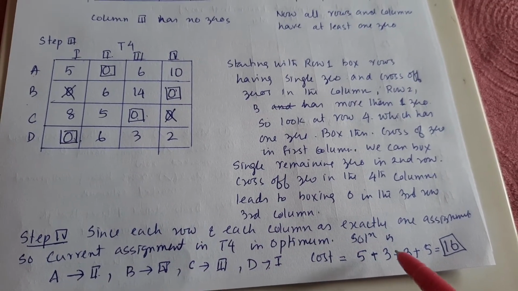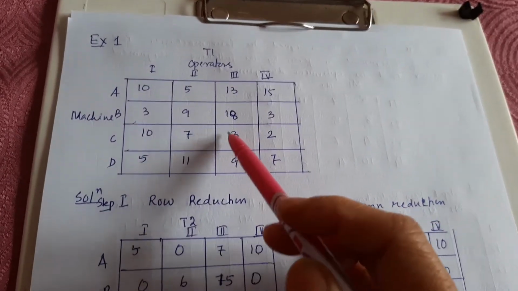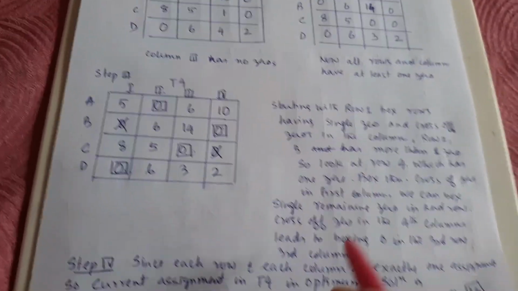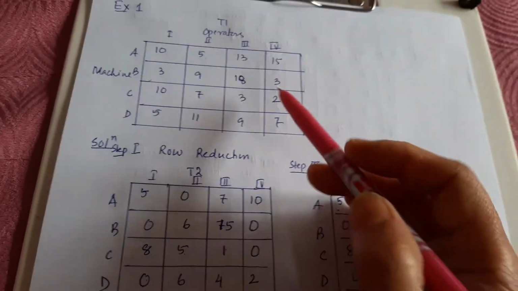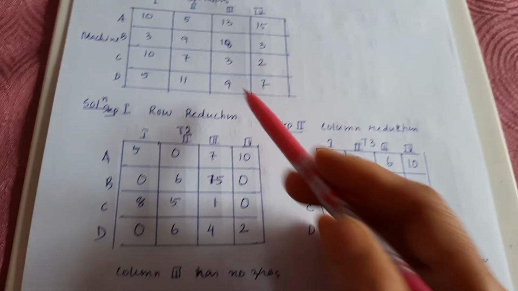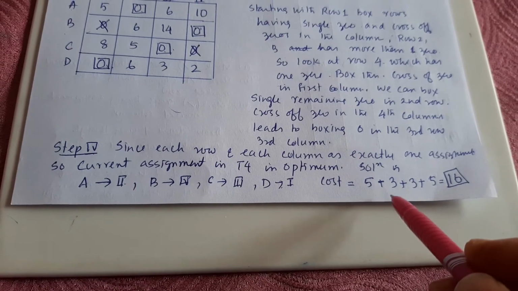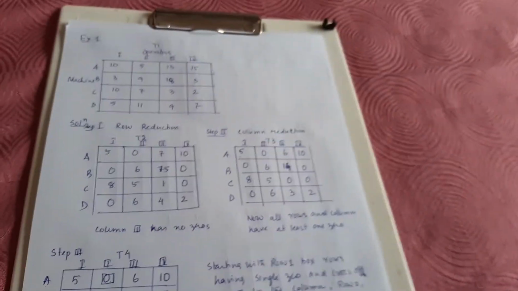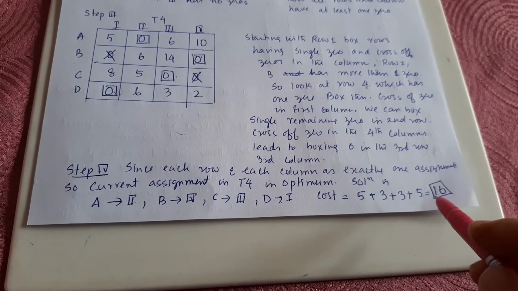And what is the cost? Then you look back to your original matrix, which is given by table 1. What is the cost of assignment of A to 2? A to 2 means the cost is 5. Similarly, B to 4 is cost 15. Similarly, C to 3 is 3, and D to 1 is 5. So, you add all those costs, 5 plus 3 plus 3 plus 5, and that cost is equal to 16.